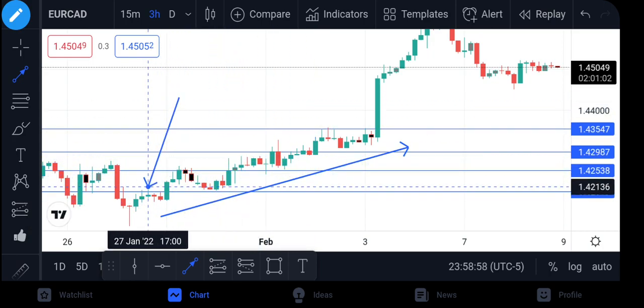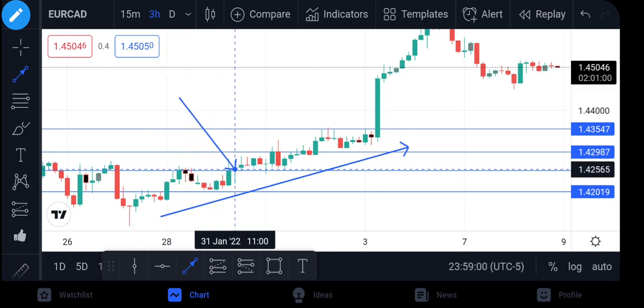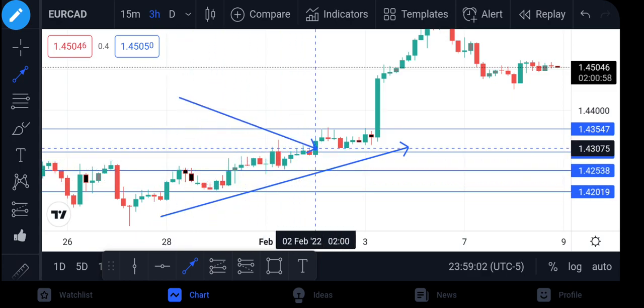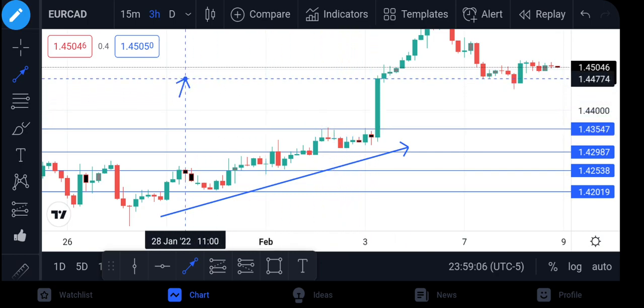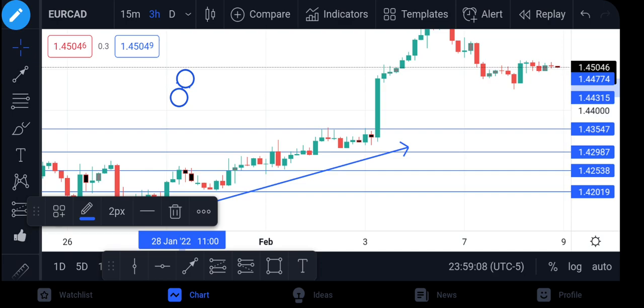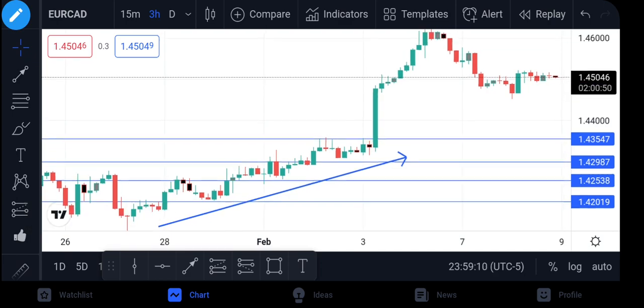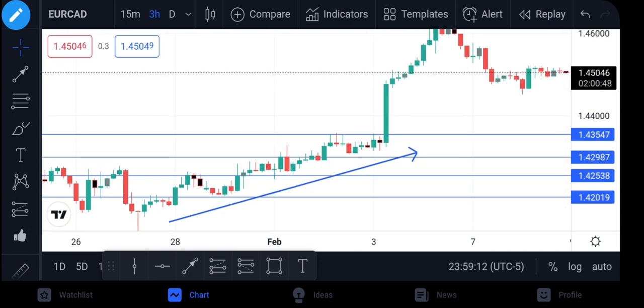This was a key level that was broken. This was a key level that the market again broke. This was another key level that the market broke here. This was another key level that the market broke. This is what I use to identify what I call structure, and I use it to show me that the market is trending in one direction.